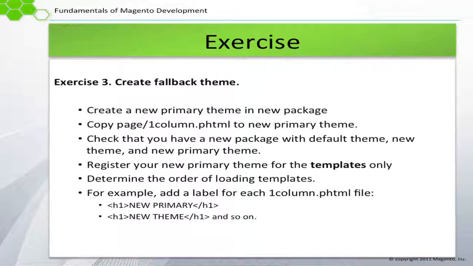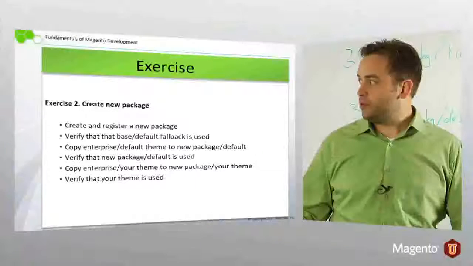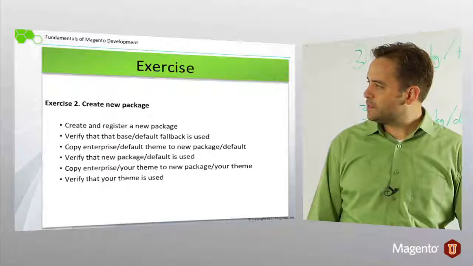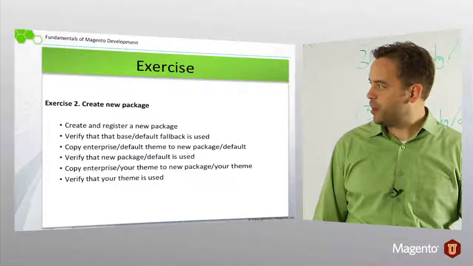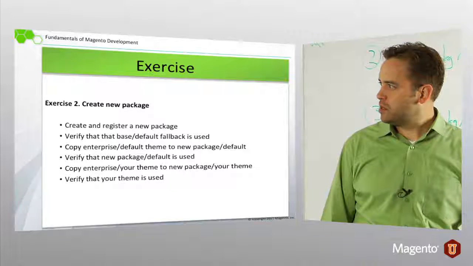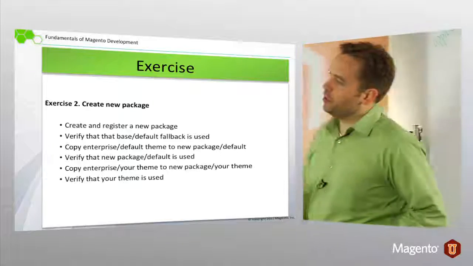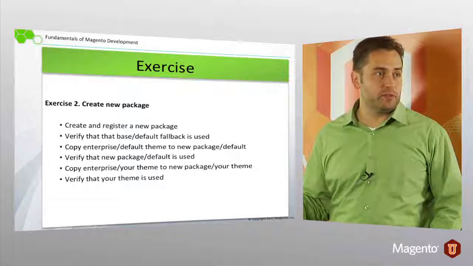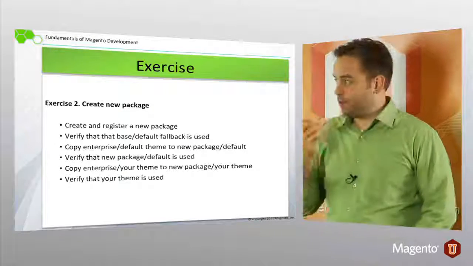All right. Create a new primary theme in the new package. Copy page, one column, new primary theme. Well, we saw that the package default was used. Let me see, copy enterprise theme to new package theme. Yeah, you didn't do that. What do we know would happen here? If we copy enterprise default theme to the package default, that would be our default theme. That would definitely be used because the system will look in package default.